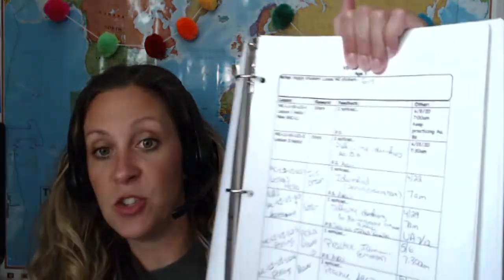I also use a feedback binder. So I have all of my regular students in this binder. Okay, so for example, I have one student, I have the student's name at the top, their age, and then I have different columns. I have lesson, reward, feedback, and other.